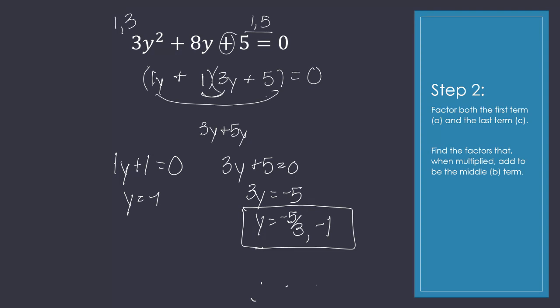Notice, I'm still taking the opposite. My parenthesis was plus, my answer is negative. I'm just taking the second number divided by the first. So it's kind of a little shortcut for you, if you can remember that. Take the opposite of the second number divided by the first.